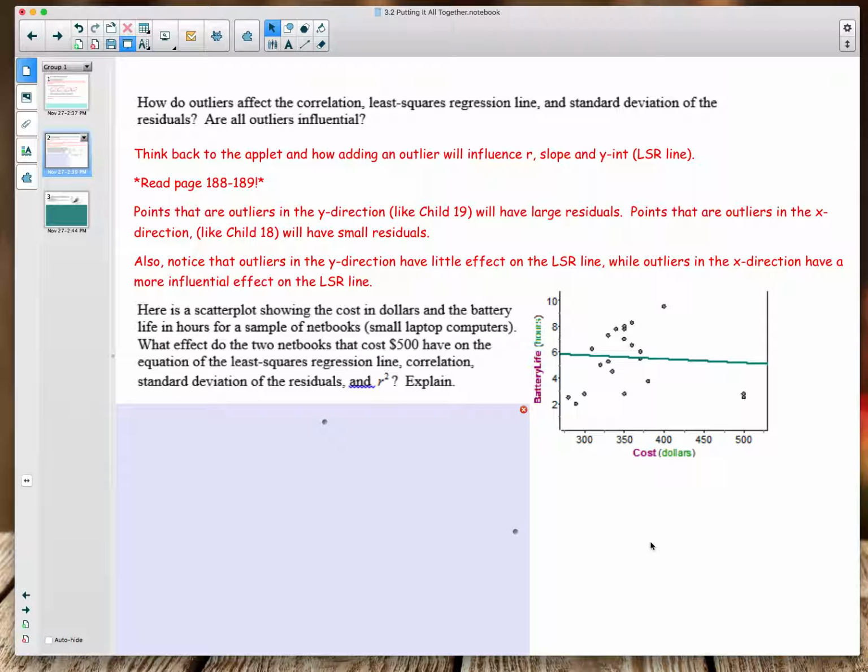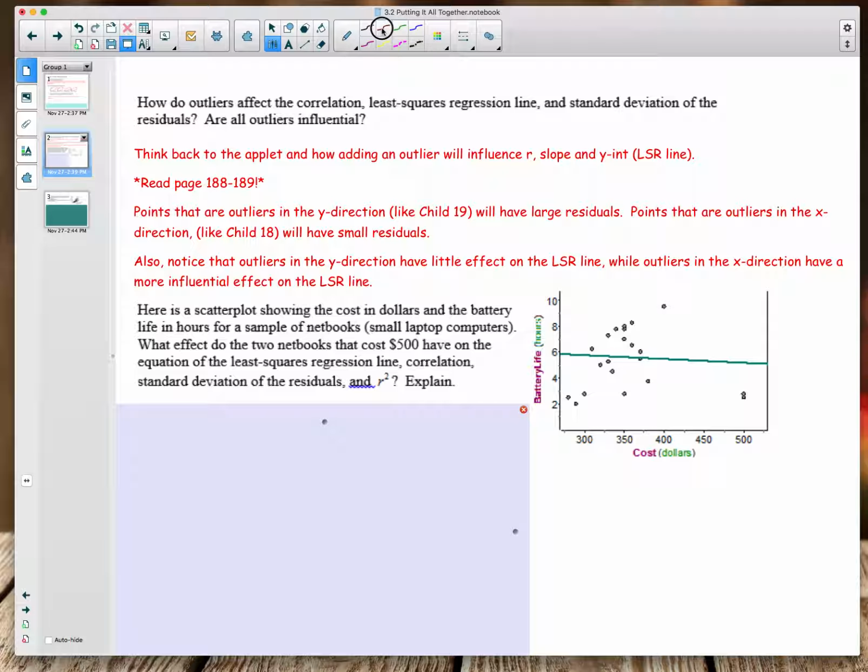All right, so looking at this next example on our notes, a scatter plot showing the cost in dollars and the battery life in hours of a sample of netbooks. And the two outliers, so over here, those are the two outliers that it's referring to. So what effect do they have on the least squares regression line, correlation, standard deviation of the residuals, and R squared? So it shows you your least squares regression line with those two outliers.